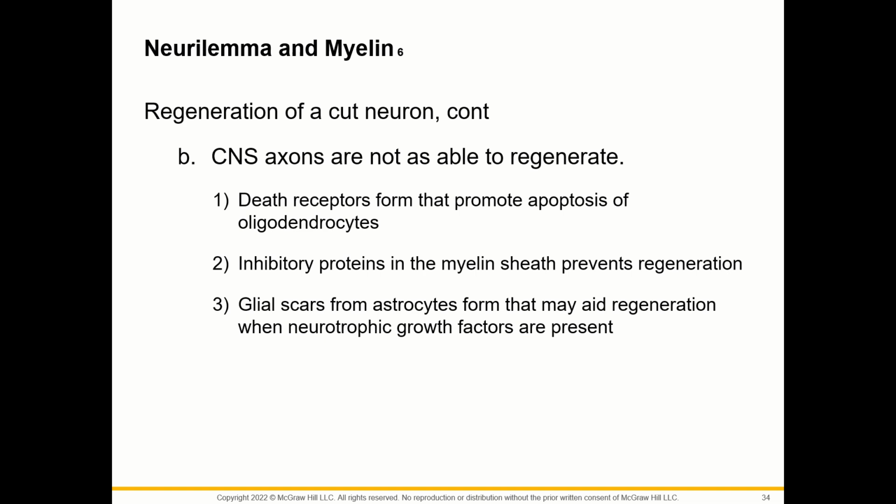All right, central nervous system axons are not as able to regenerate. Death receptors form, which promotes apoptosis of oligodendrocytes. So very sad. And inhibitory proteins in the myelin sheath prevent regeneration. And then glial scars from astrocytes form. And I do know that astrocytes definitely form scar tissue.